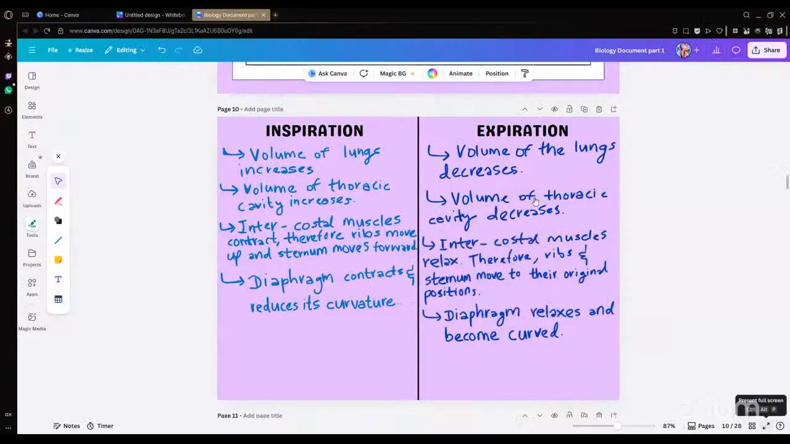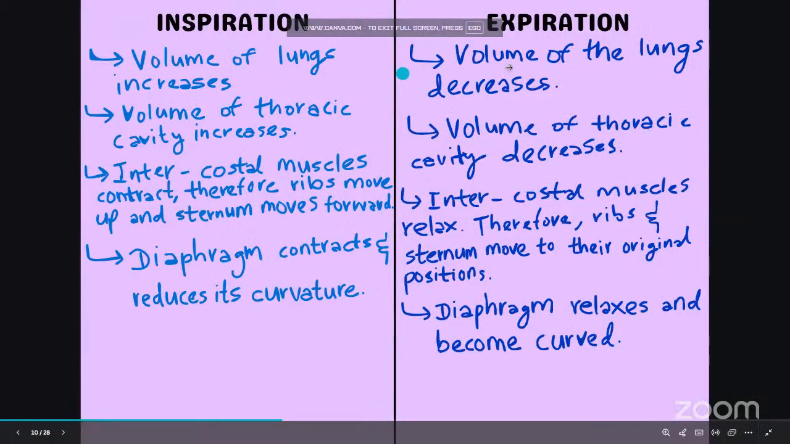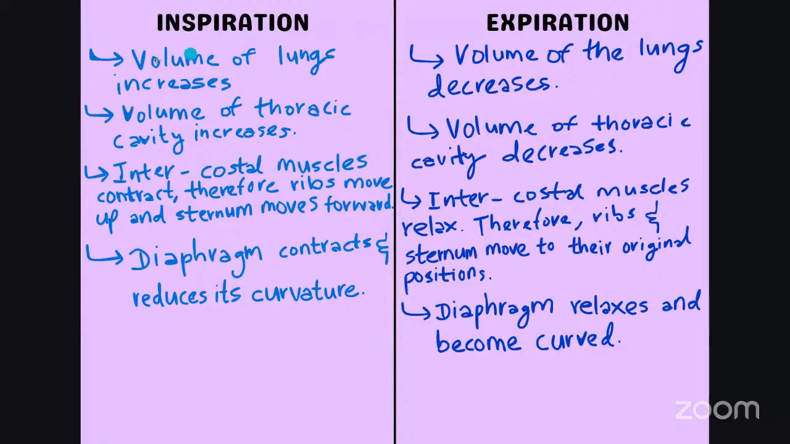Okay, so now we have inspiration as well as expiration. I've just written it in point form, so you all have to know this. If they ask you to explain the process of inspiration, just think like this. Obviously the volume of your lungs has to increase when you inspire air. In order to increase the volume of your lungs, your thoracic cavity should increase.